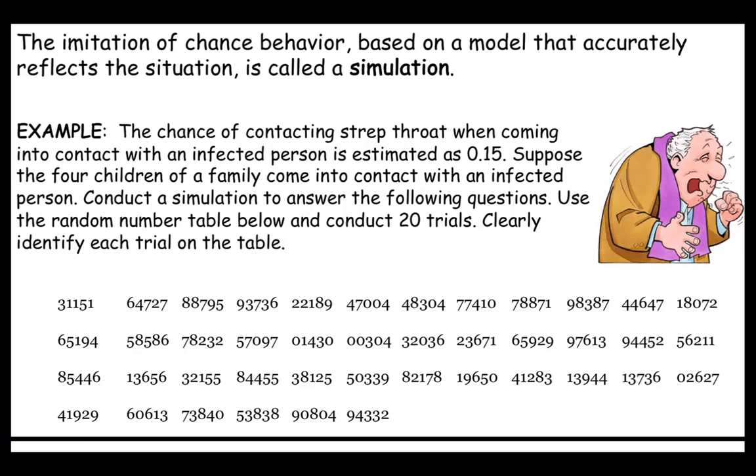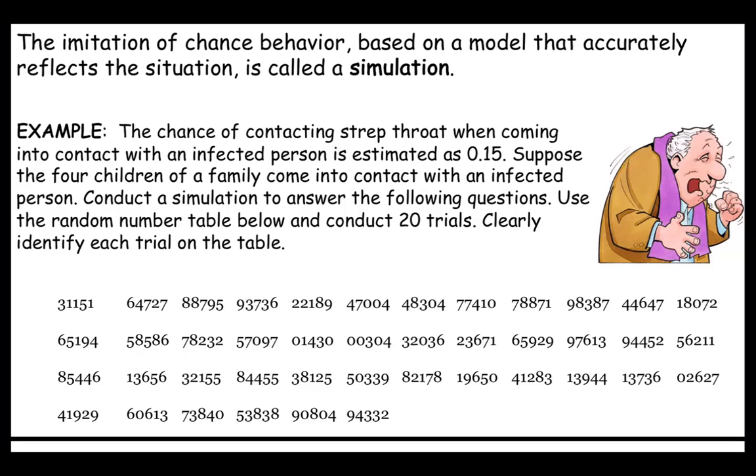So an example, the chance of contracting strep throat. How many people have had strep throat? I've contracted strep throat a few times. When you come into contact with an infected person, there's about a 15% chance. If we were unmasked and you came into contact with someone who had strep throat, there's about a 15% chance that you would get it too.